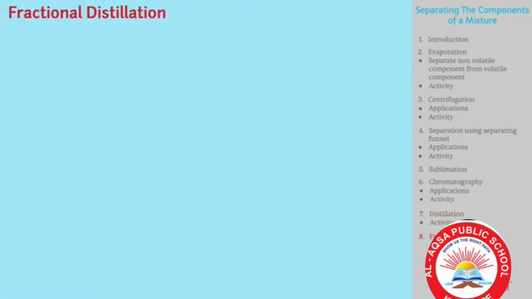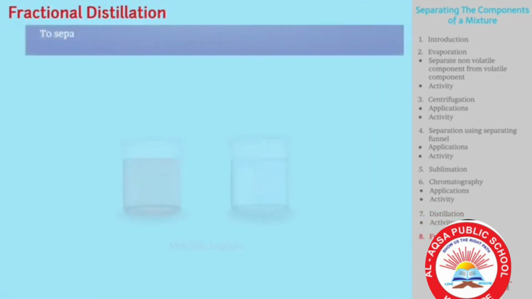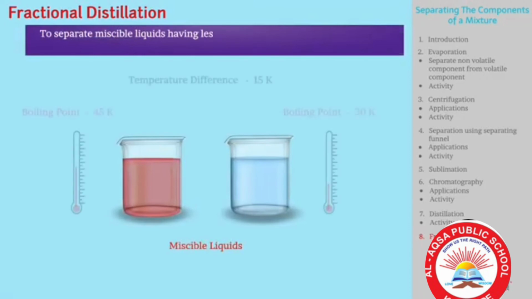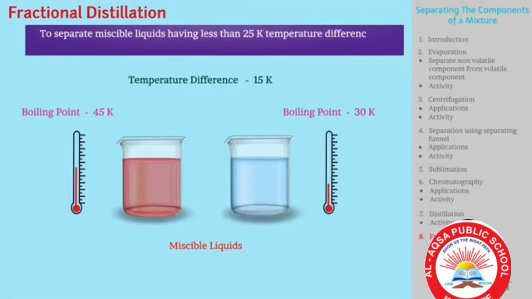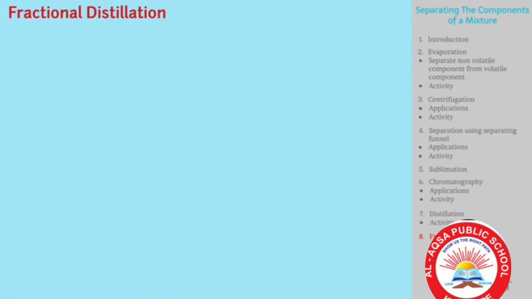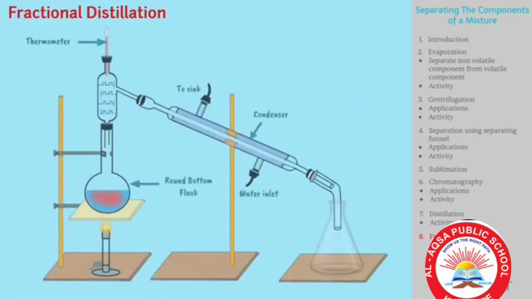To separate a mixture of two or more miscible liquids for which the difference in boiling point is less than 25 Kelvin, we can use another method, that is fractional distillation method. Apparatus is similar to that for simple distillation, except that a fractionating column is fitted in between the distillation flask and the condenser.